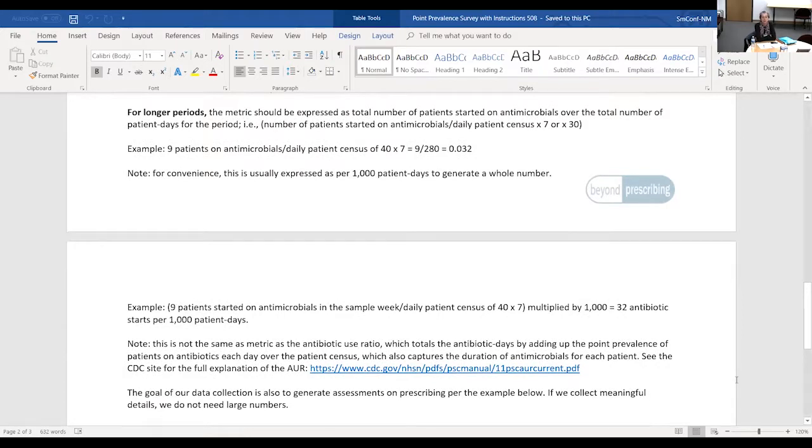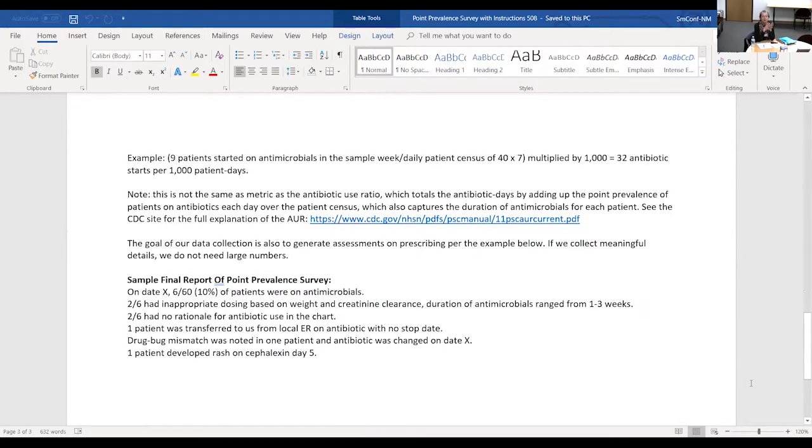So for instance, if I looked at a week's worth of data, I had 9 patients on antimicrobials, and I had a daily patient census of 40 over a week's period. My 9 patients would represent 0.032 patients per patient day would be on antimicrobials. But what we usually do, so that we're not dealing with these decimal points, is we multiply everything by 1,000. So this gives us a number like 32 antibiotic starts per 1,000 patient days. Okay.